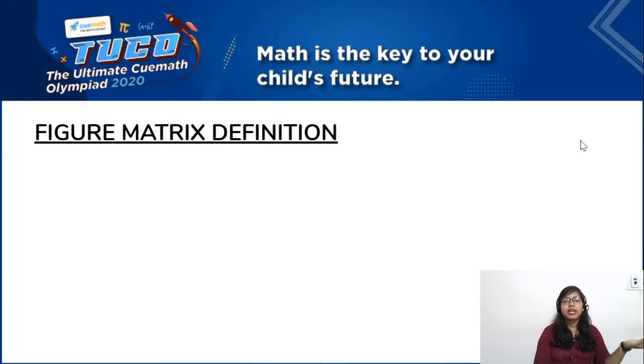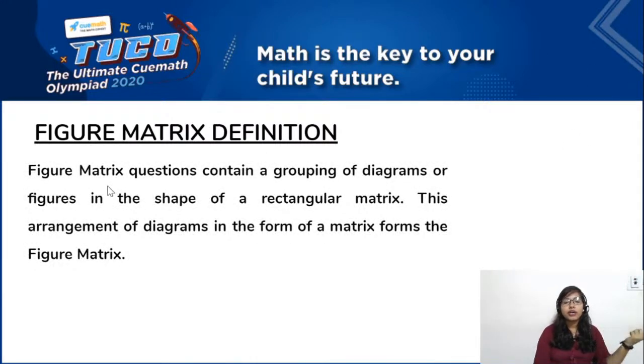Coming to the next one, figure matrix definition. A figure matrix question contains a grouping of diagrams or figures in the shape of a rectangular matrix. This arrangement of diagrams in the form of a matrix forms the figure matrix. So what do you mean by a matrix? You would have a certain structure given to you. You would have many columns in it. You would have many rows in it. And each of these rows and columns will have a different group of objects.